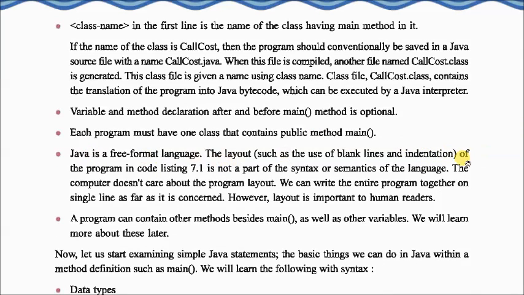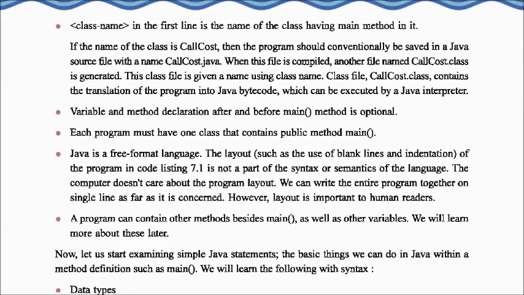Java is a free format language. The layout, such as the use of blank lines and indentation of the program in code listing 7.1, is not a part of the syntax or semantics of the language. The computer doesn't care about the program layout. We can write the entire program together on a single line as far as it is concerned. However, layout is important to human readers.